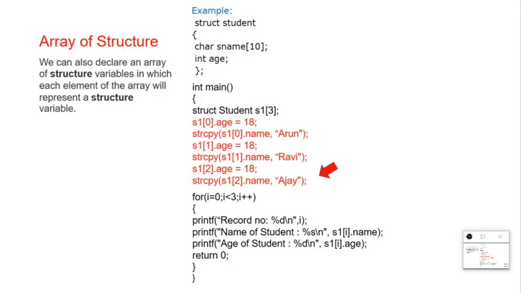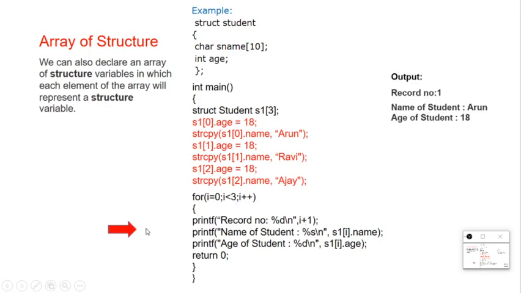Okay, so let us see how we can print the array of structure. I don't want to print every time s1[0], s1[2], s1[1] like this. So what I will do, I will take a for loop. I have initialized i equal to 0 because my array starts from 0, and the condition is less than 3. So it should end at 2. 2 is nothing but less than 3, right? So I have taken a for loop.